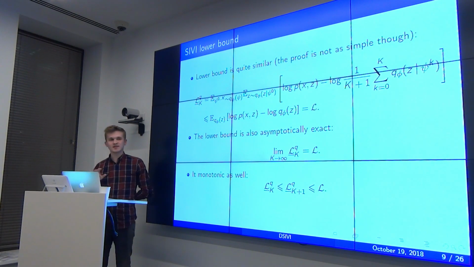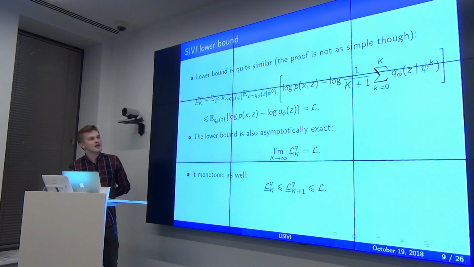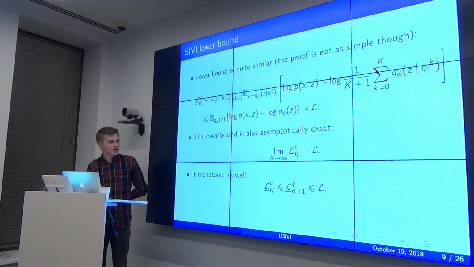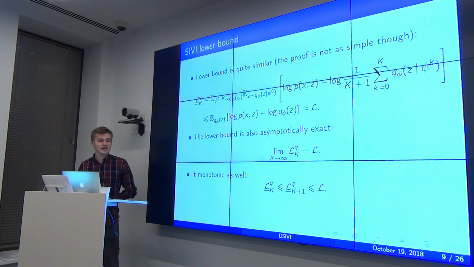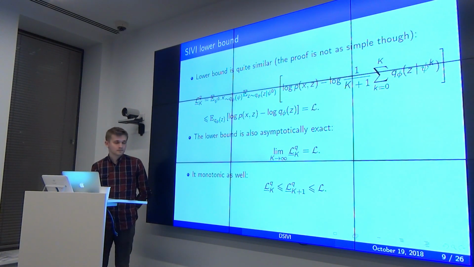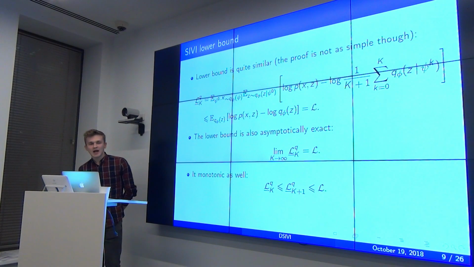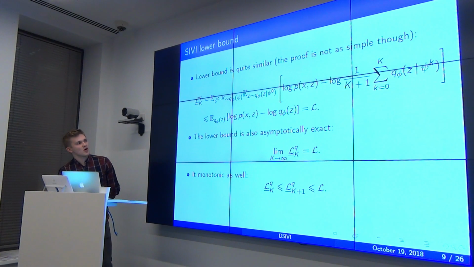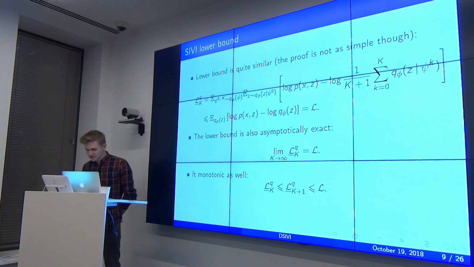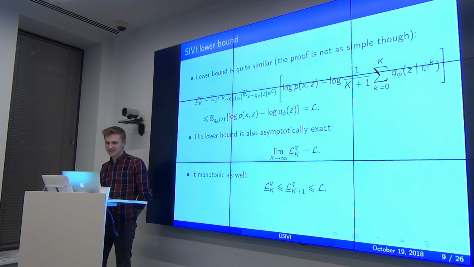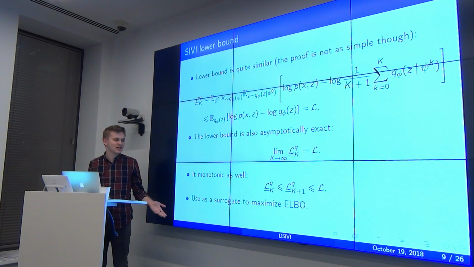That's actually not so easy to see. It's not enough to just apply Jensen's inequality here. But this lower bound is also asymptotically exact for the same reason, and it is also monotonic. But can you give the intuition of why the upper bound became a lower bound after we added one more term in averaging? I'm going to give you some kind of an intuition. Please do. Of course, we use it as a surrogate to maximize ELBO.